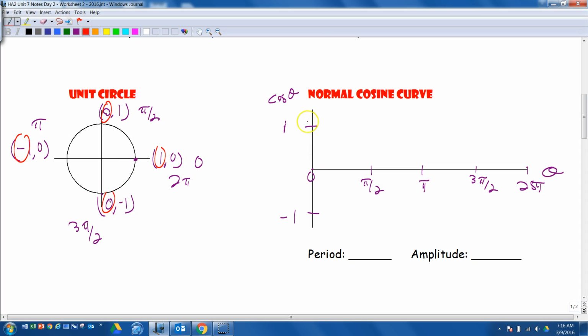So when the angle is 0, we're up at 1. When we're at pi over 2, we're at 0. When we're at pi, cosine is -1, then 0, and 1. So this is what a cosine curve looks like. Oh, kind of messed that one up. Notice how the cosine curve normally starts at the top, or the crest, the highest point, the maximum. That's the big difference between that and sine. The period's 2 pi and the amplitude is 1.